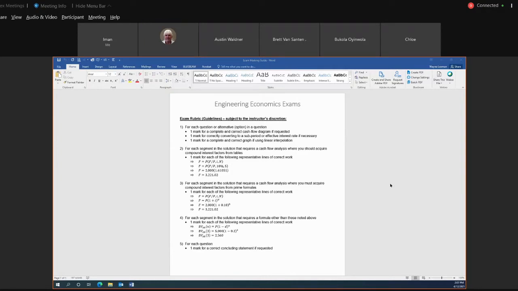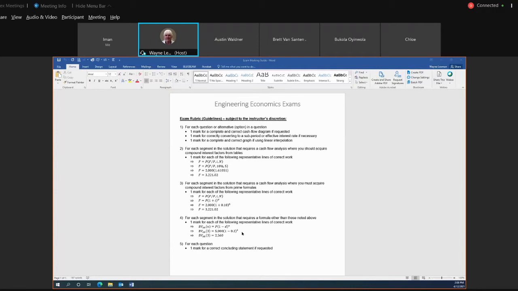And I wanted to... I'm assuming you can see this document. I should have asked that earlier. I'm assuming you can. So if you cannot see this document, referred to as the exam rubric or guidelines, you need to let me know, but I'm assuming everyone can see that now.